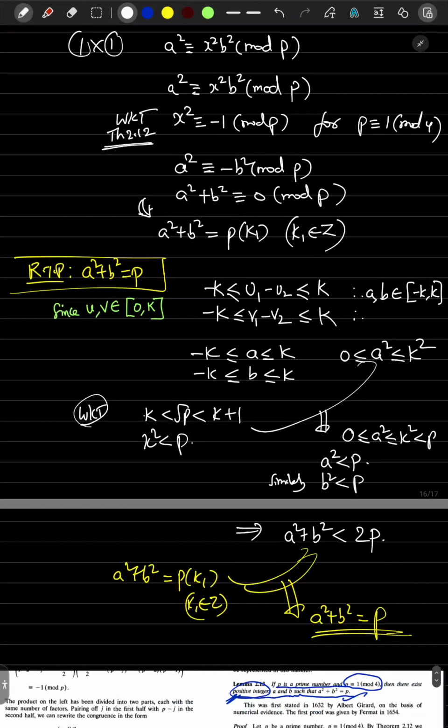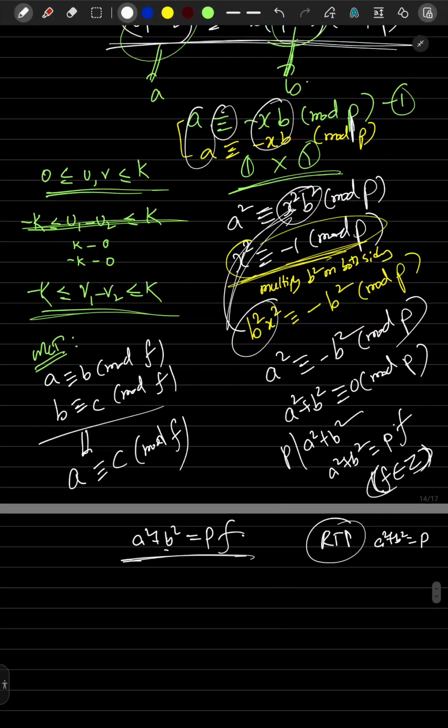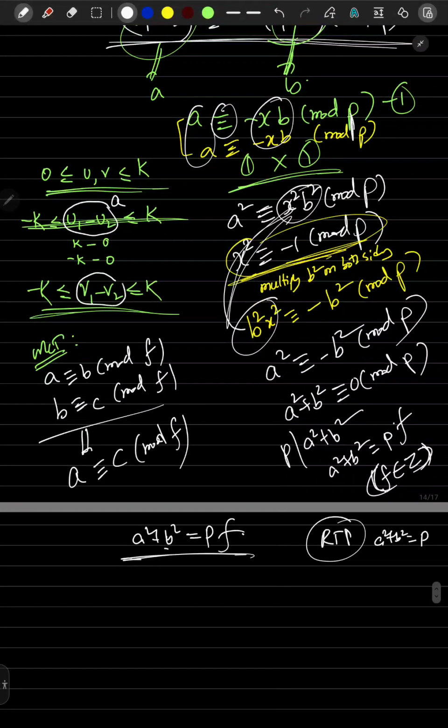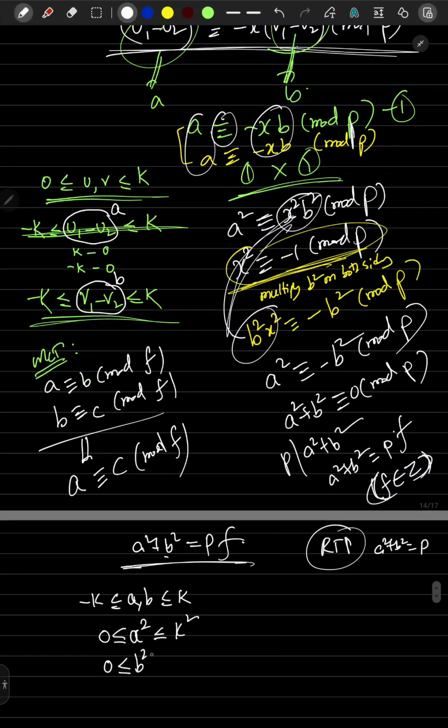Here u1 minus u2 can be termed as a, and v1 minus v2 can be taken as b. Now minus k is less than or equal to a, b, which is less than or equal to k. Now tell me the range of a square plus b square. a square can range from 0 to k square. Similarly, b square can range up to k square.